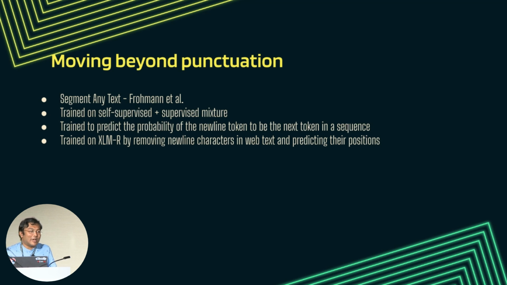So you need a better model for that, and there are more promising models in recent times that are moving beyond punctuation. Segment Any Text. This paper is something that I would recommend. They also have a GitHub repo, and what they do is they train to predict the probability of a newline token to be the next token in a sequence. So they're using an encoder model, predicting newline occurrences, and what they typically do is take web text, remove all newlines, and then predict where a newline is supposed to be.